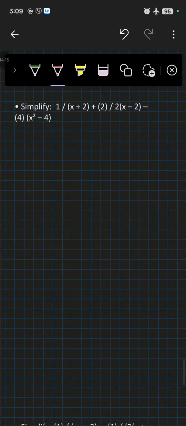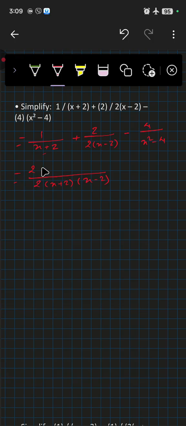We have 1 over x plus 2 plus 2 over 2 into x minus 2, minus 4 over x square minus 4. Similar question. So again I'll take LCM between these two. This I'll do a little quickly. Okay, so the LCM for this is 2 into x plus 2 into x minus 2. As a result, x plus 2 matching.